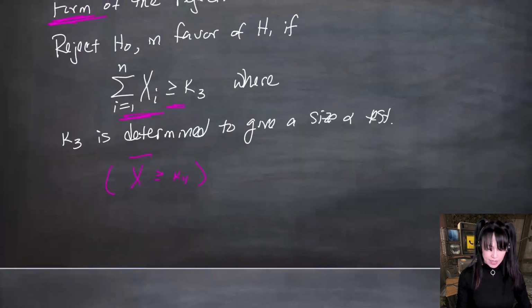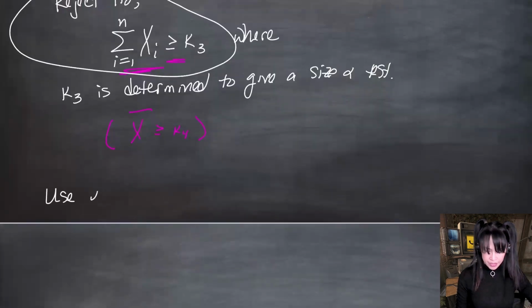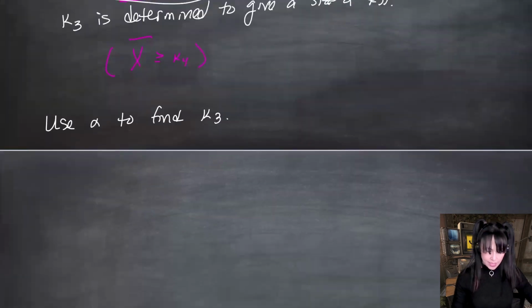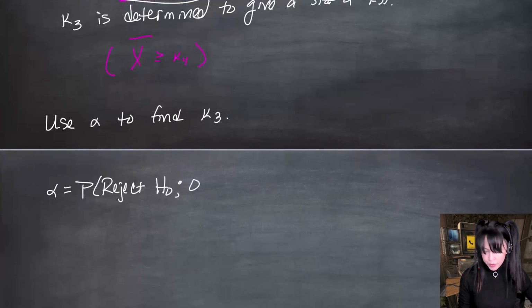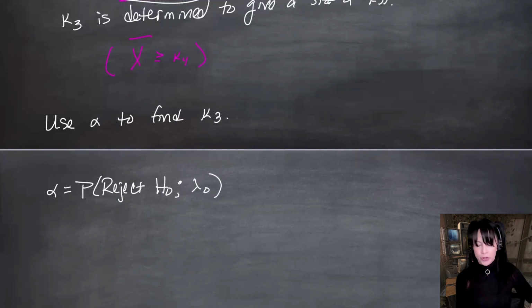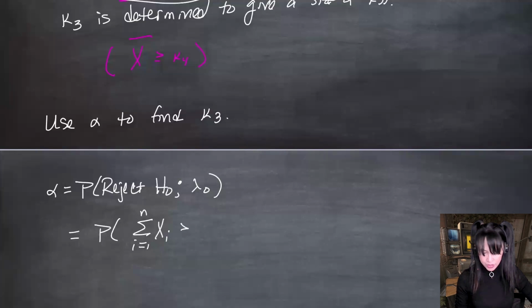It's absolutely nothing new here. This is the rejection rule. And now we're going to use alpha to find the constant k3. So alpha is the probability you reject the null hypothesis when it's true, which means the parameter is lambda naught. No maximum because it's the simple null hypothesis. Rejection for us means that the sum as i goes from 1 to n of the xi is greater than or equal to some constant k3 that we're trying to determine when the parameter is lambda naught.